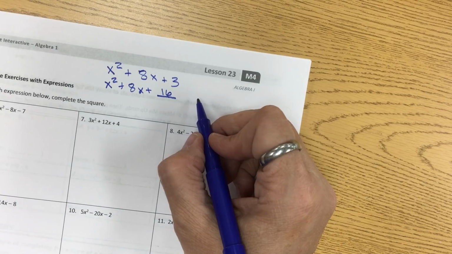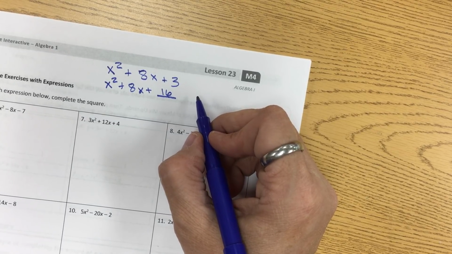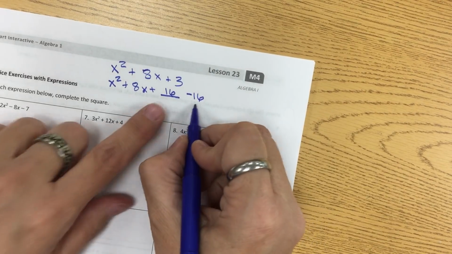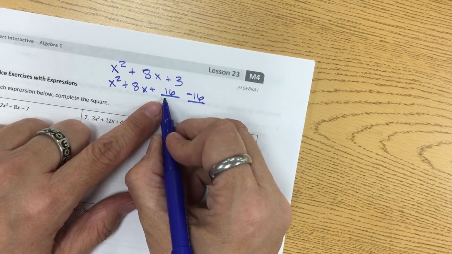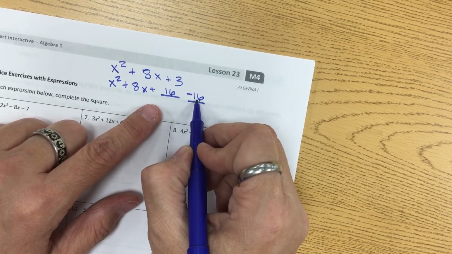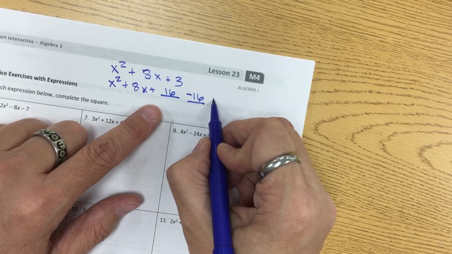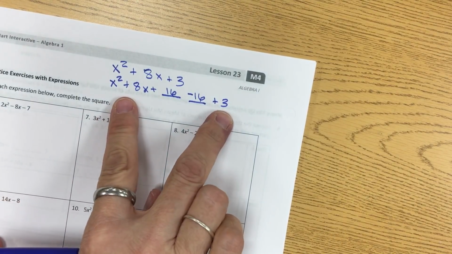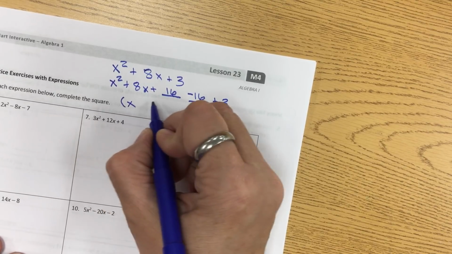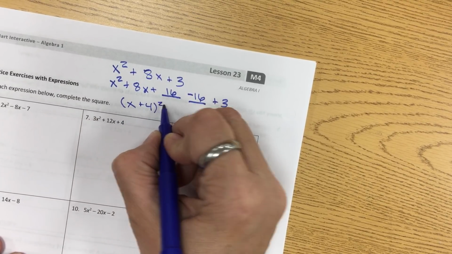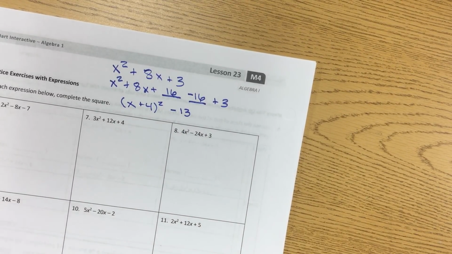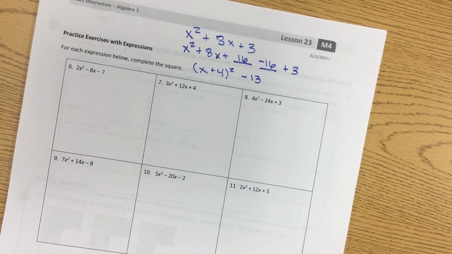Now you saw a minute ago that they were doing some subtracting. Well, look at this. This is what they've done, okay? They've added the number and they've subtracted it, because when you add these two numbers together, you get 0 plus 3. So this would be equivalent to that, and that's why they do that. So you have x plus 4, quantity squared, minus 13. So we're going to be doing the same thing on these, okay?